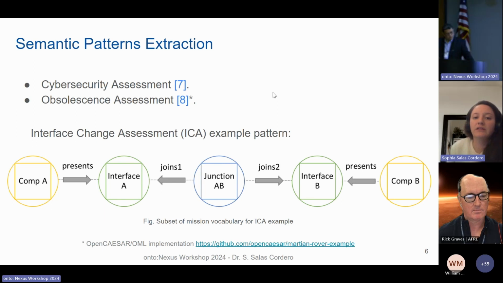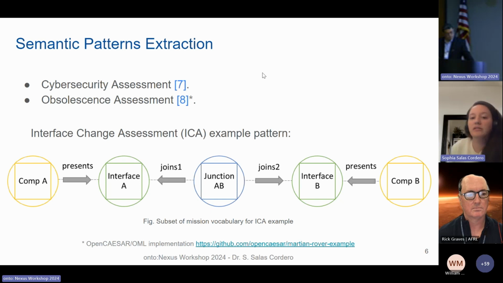So in the figure, you can find the subset of the mission vocabulary that is relevant from the context of the interface change assessment example. So you have components that present interfaces that are joined in junctions. Thanks to the OpenCAESAR tools, as previously mentioned, going from OML to OWL, or OWL to Apache Fuseki or OWL SPARQL, you can actually run queries on the OML system model, and you can extract the patterns that you need to study for the assessment, in this case for the interface change.